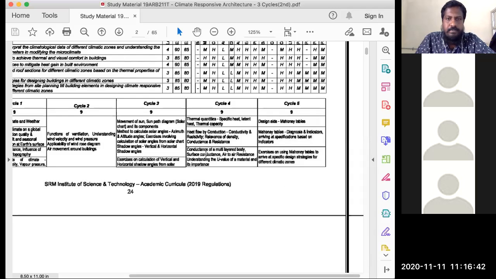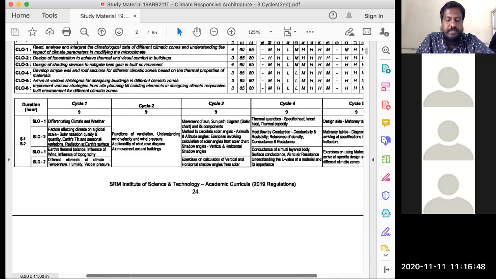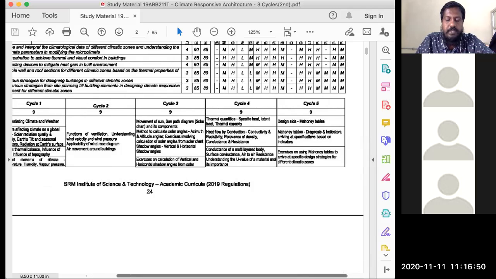So all we've been looking into is the geographical condition from cycle one, how the Earth is going to affect the climate, the elliptical orbit. Next, about the air movement around the building and inside the building. And in the third cycle we dealt with the sun path and how the shading devices need to be calculated.